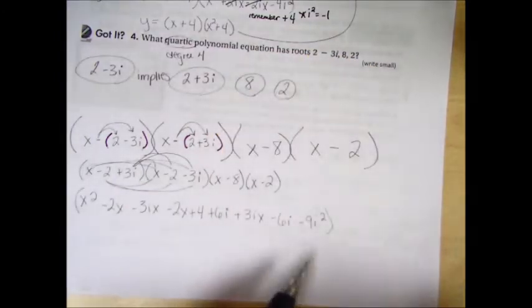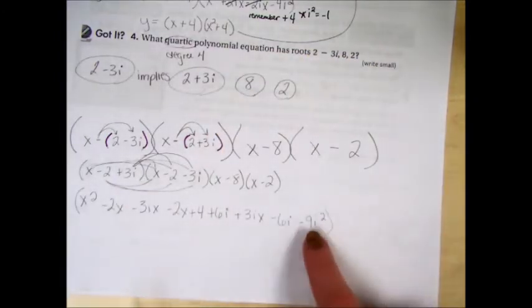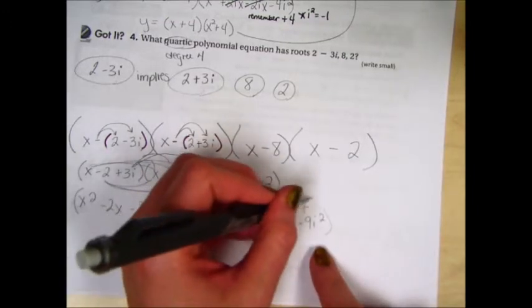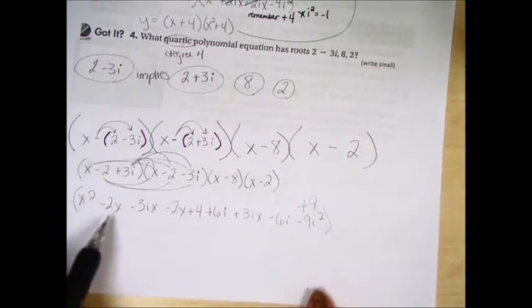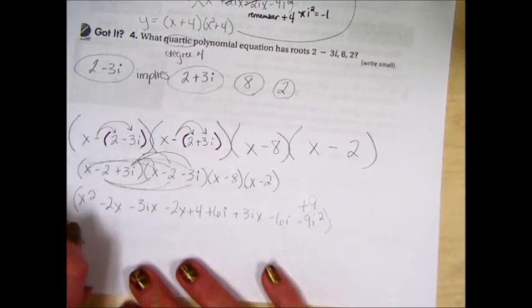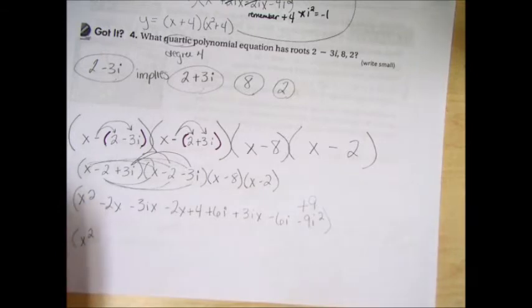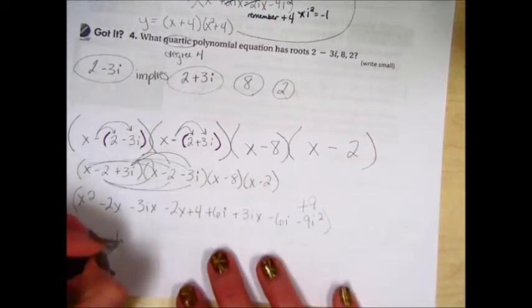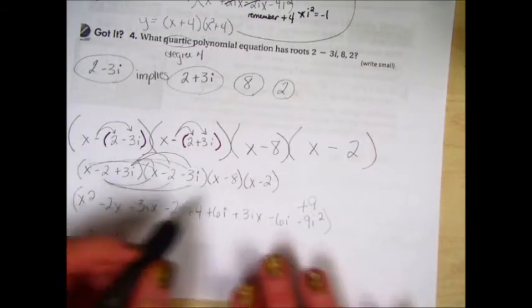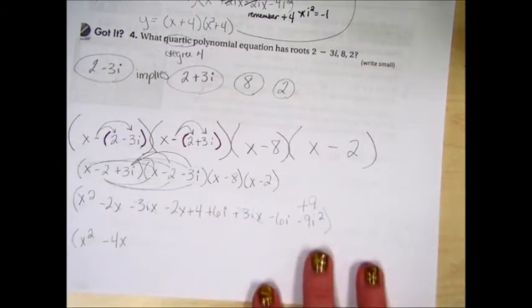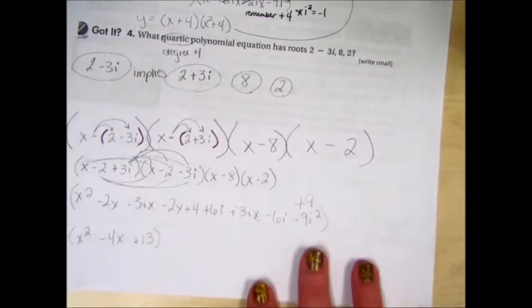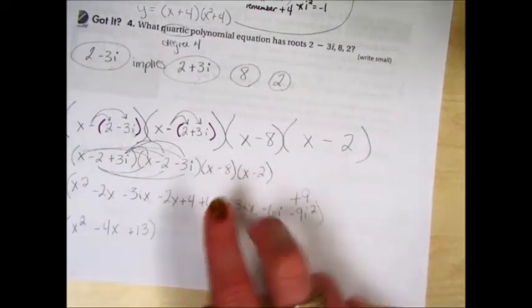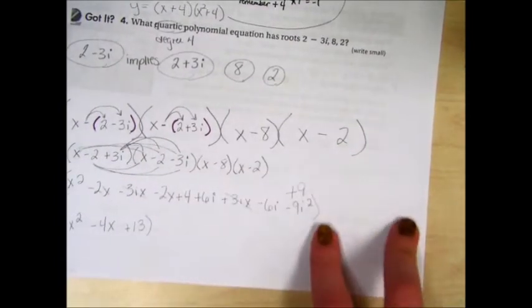The next thing we need to do is remember that 9i squared, or minus 9i squared, is really a plus 9 because i squared is negative 1. So I can see that I am going to have the quantity of x squared minus 4x when you put your x terms together. The 3ix's cancel each other out, and you are left with a constant of 13. And we are now going to multiply these two binomials together. I'll put the answer right here.